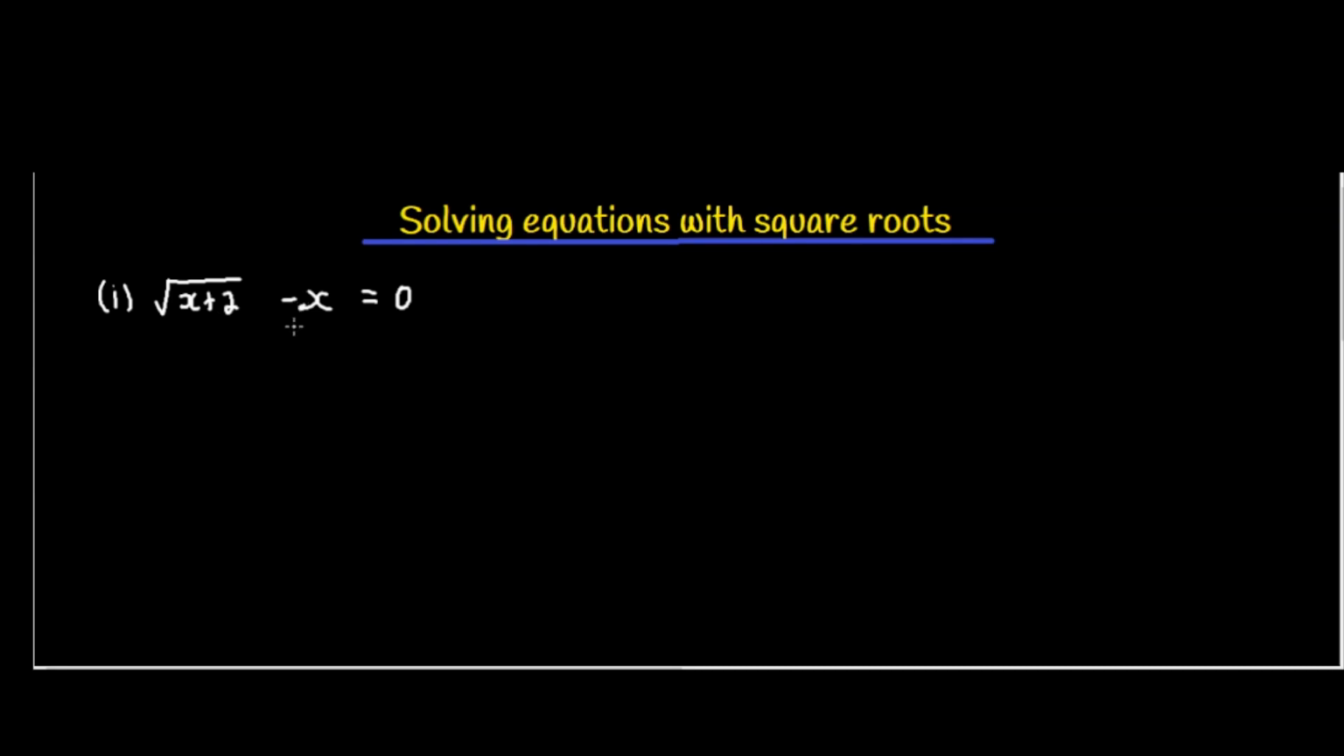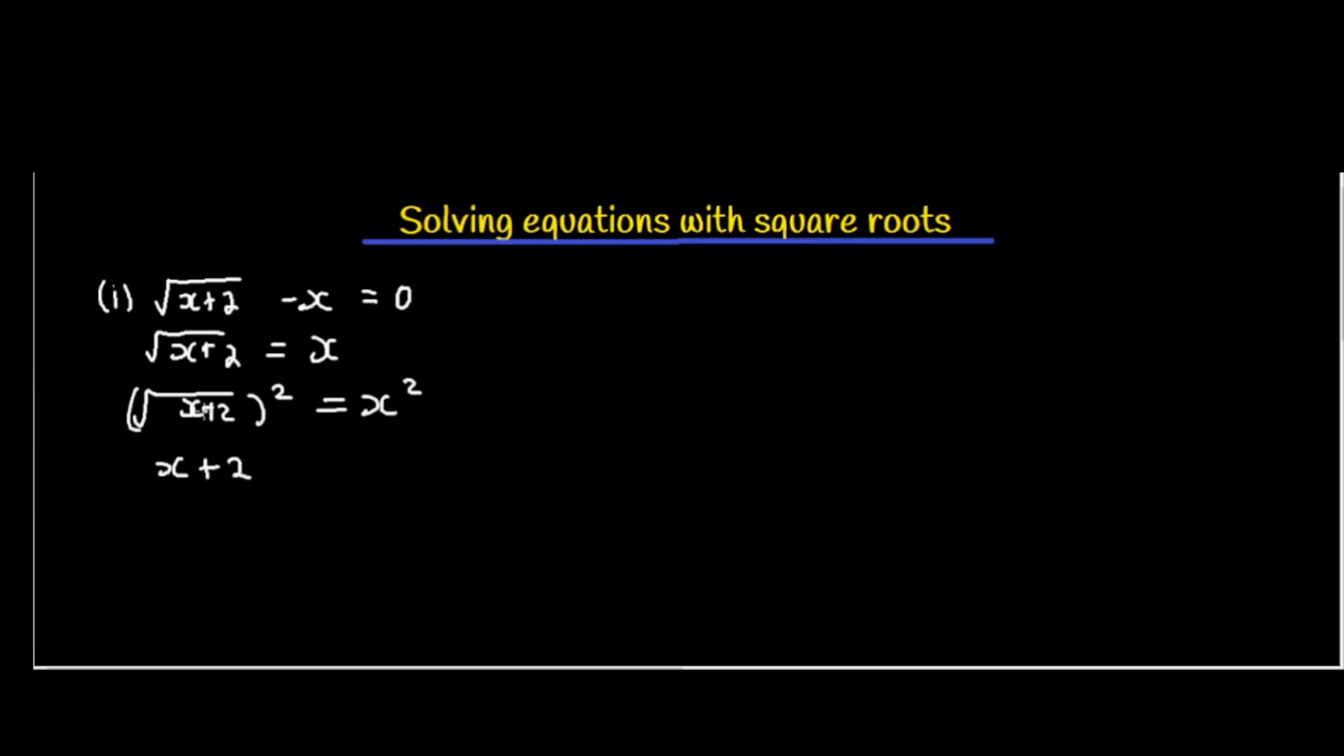We can first take this x to the other side, on the right hand side of the equal sign. And then we shall have square root of x plus 2 being equal to x like that. After that we can square both sides. Then we shall have square root of x plus 2, squared, being equal to x squared like that. So this one here will give us x plus 2.